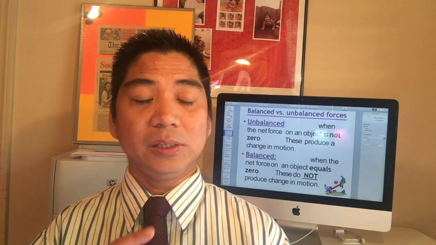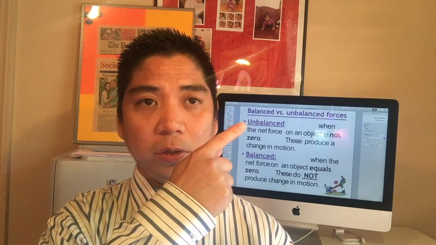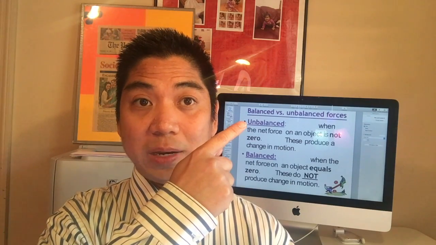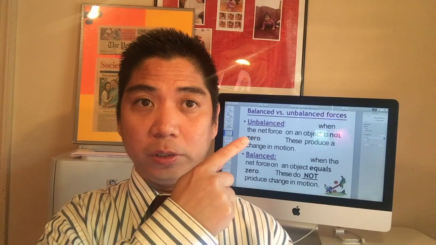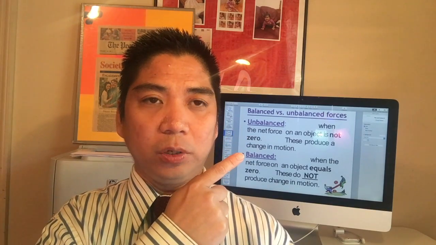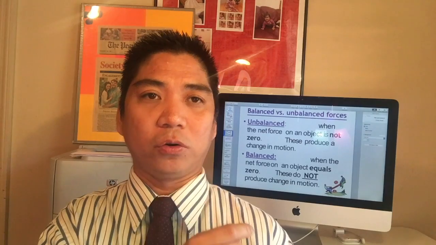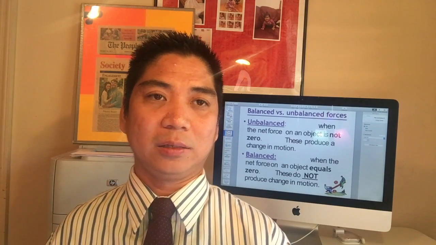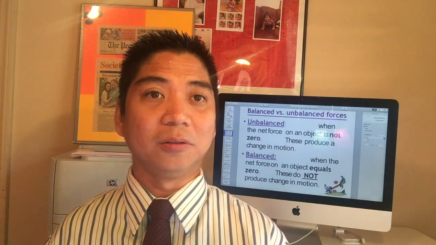Now, balanced and unbalanced force. The first one is unbalanced force. This takes place whenever two objects are exerting forces that are different. So the net force is not zero. While with balanced force, two objects are exerting the same amount of force. That's why it is called balanced, because there is no movement at all.